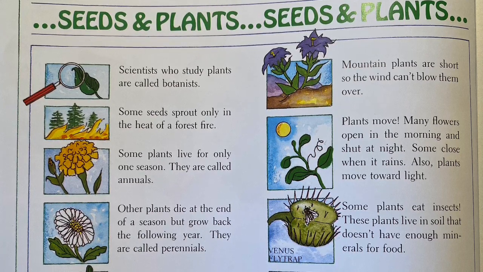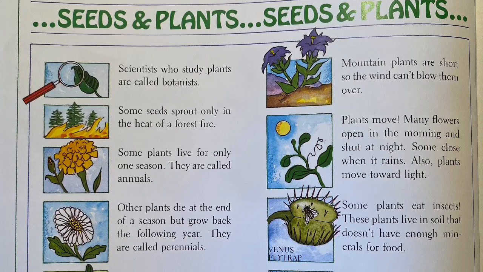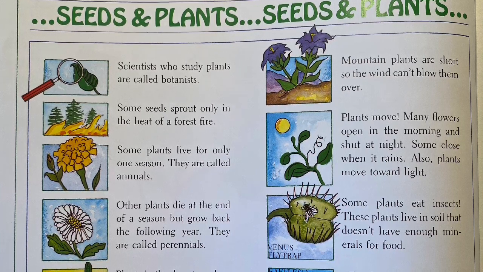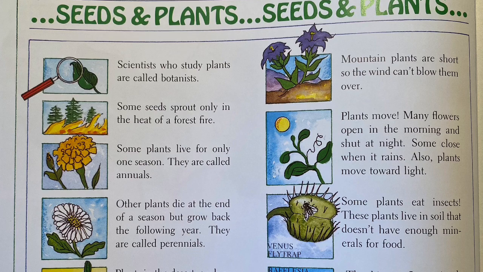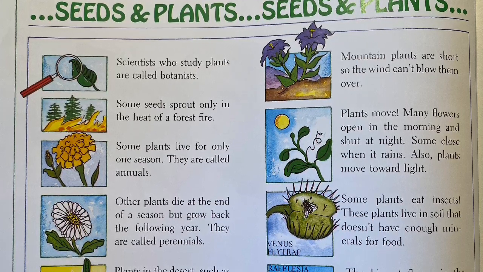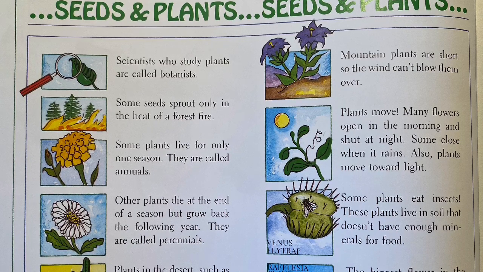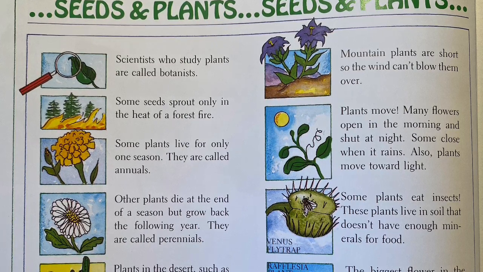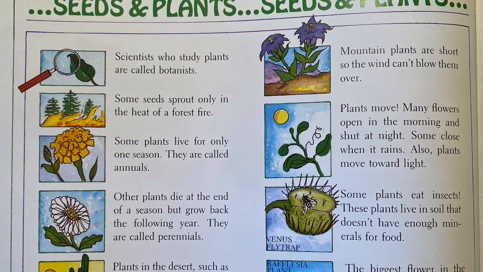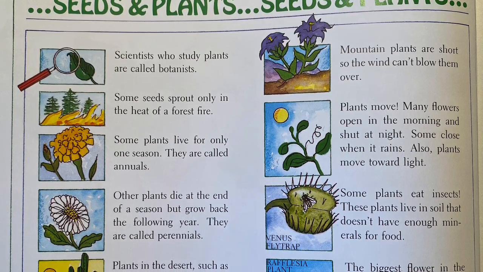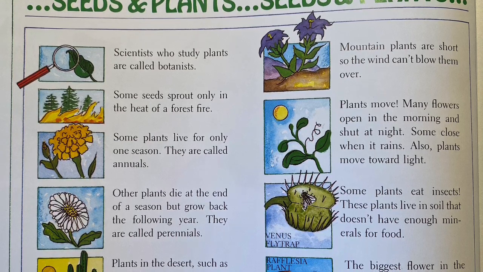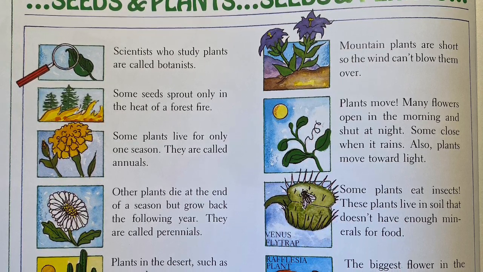Plants move. Many flowers open in the morning and shut at night. Some close when it rains. Also, plants move toward light. Some plants like to eat insects. These plants live in soil that doesn't have enough minerals for food, and that's a Venus flytrap. The biggest flower in the world grows on the island of Sumatra. It can weigh up to 25 pounds and can be 4 feet across.